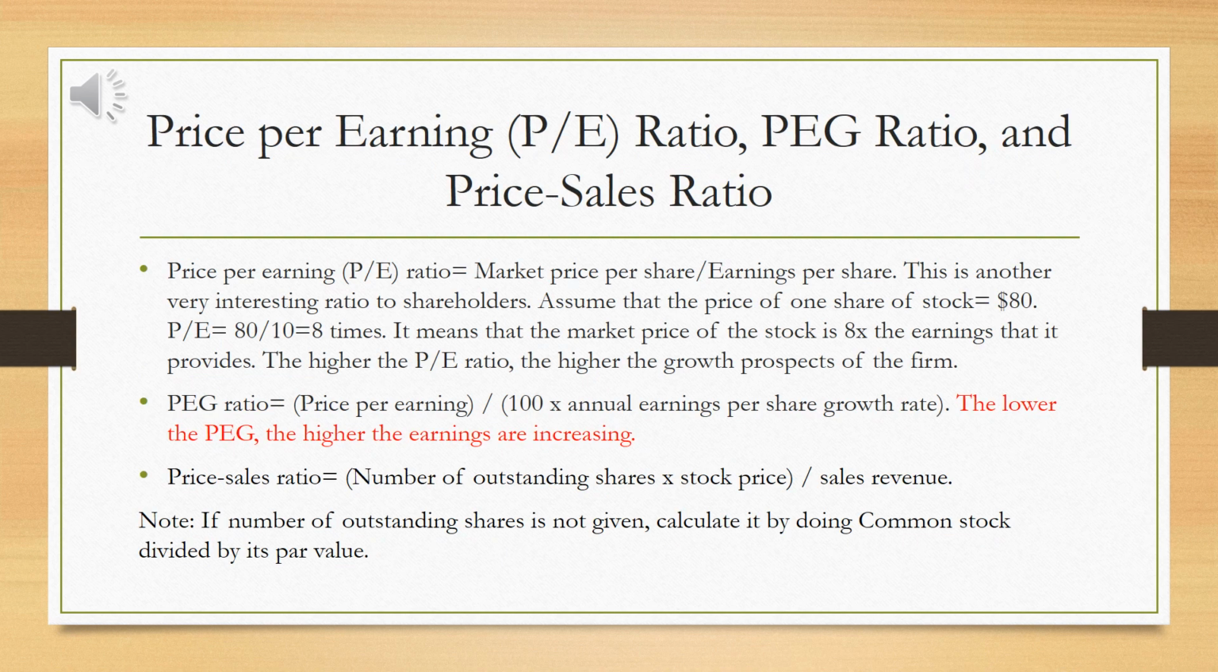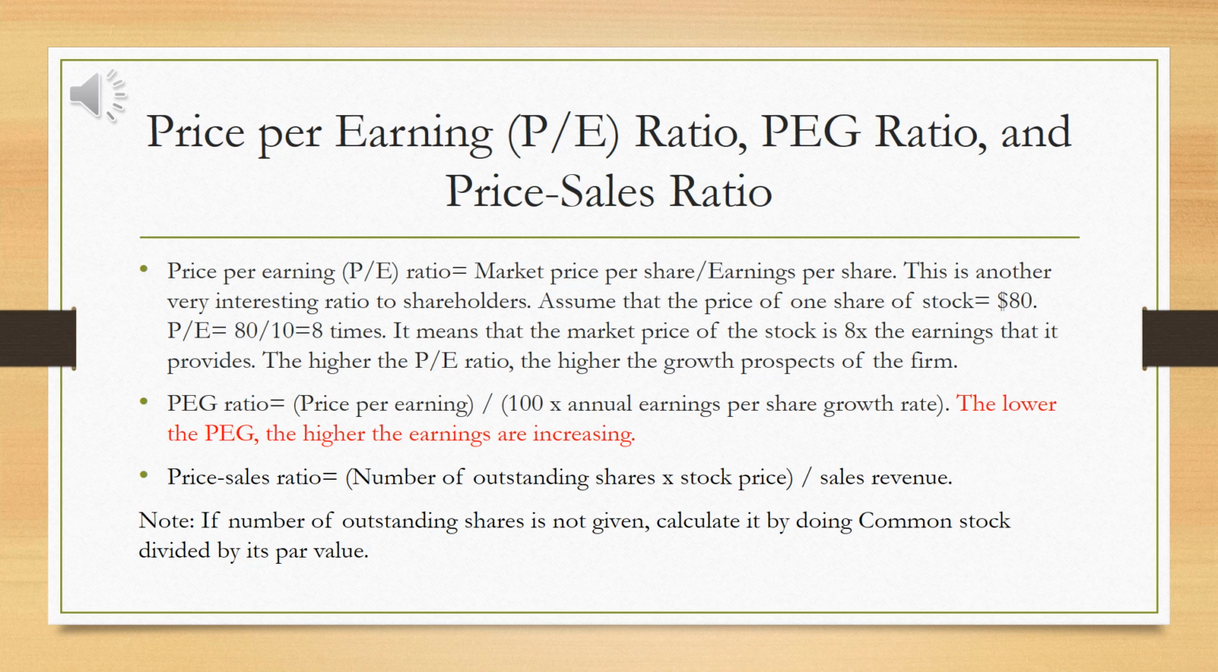Price per earning ratio equals market price per share over earnings per share. This is another very interesting ratio to the shareholders. Assume that the price of one share of stock is $80. Price per earning will then be 80 over 10, which is 8 times. This means that the market price of the stock is 8 times the earnings that it provides. The higher the price per earning ratio, the higher the growth prospects of the firm.